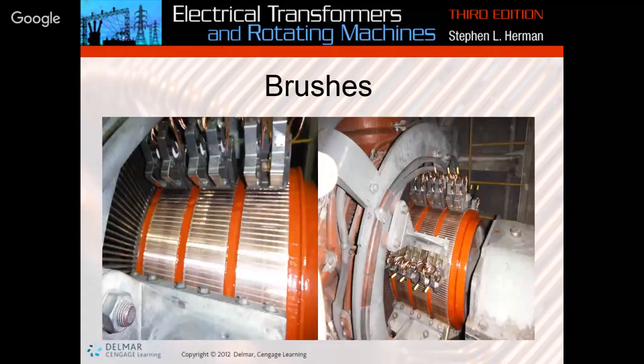Okay, here is the actual brush riding on top of here. So these guys right here, there's the actual brush itself. It's just a black carbon rectangular disc that rides right on these commutator rods here.